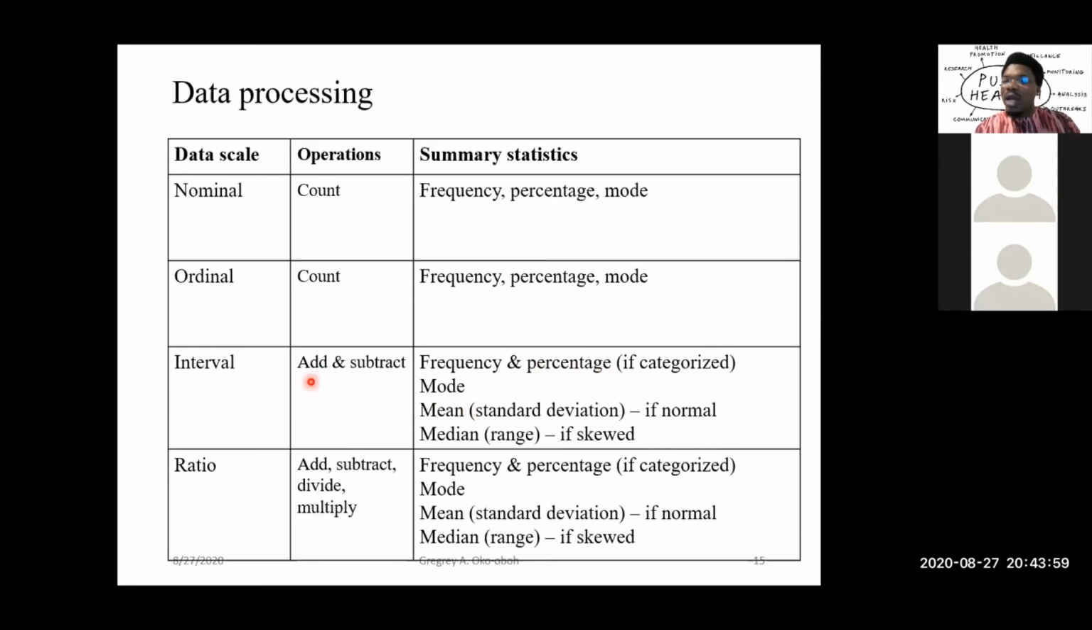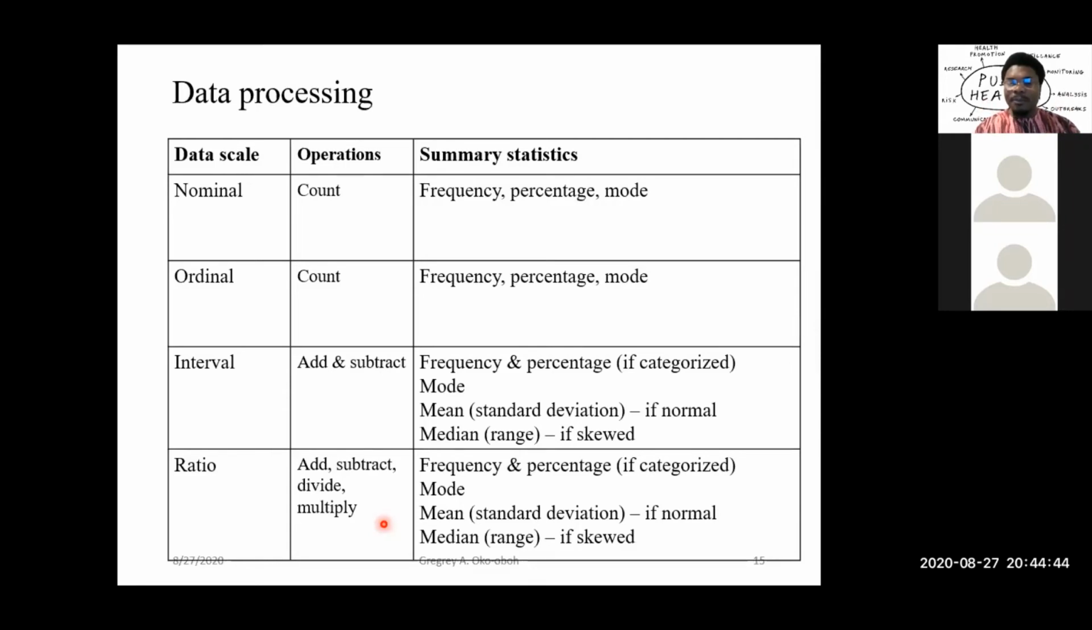If we decide to categorize interval or ratio scale, we can categorize them into nominal or ordinal scale. We can do that in research. So if we categorize interval scale, then we present them as either frequency or percentages, just like nominal and ordinal. But if we leave them as numerical values, then we can present them using the mean if normally distributed, or the median if skewed. Same thing for ratio scale. However, the good thing about ratio scale is that we can perform addition, subtraction, we can divide, we can multiply, we can perform the whole gamut of math.